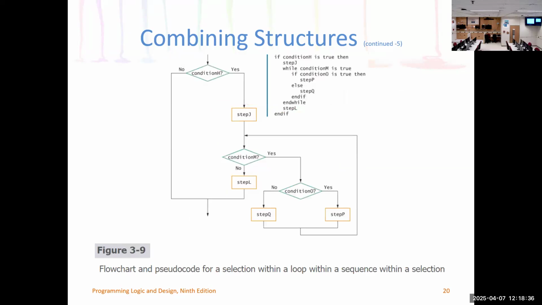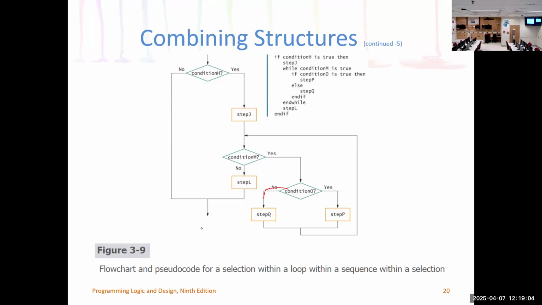How about this one? This one is already listed here, right? No, this one is not. Now, if you look at the structure here, what is it? Selection. Yeah, you have to look at it from the inside out, right? You have the selection here. Selection in what? Inside a loop. Yeah, because you see this one here.